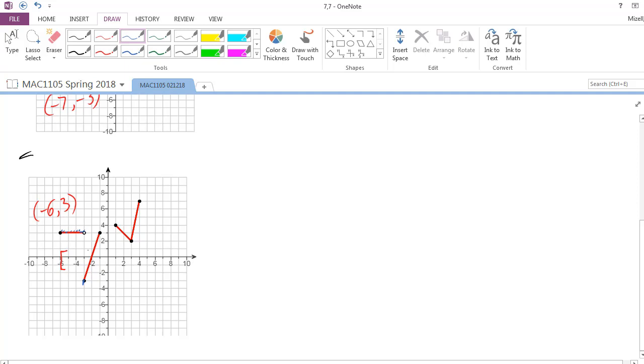But I don't think there are any x-coordinates that get left out, because we're going along. It's everything between -6 and -3. Now we've got an open circle here, which means if that's all we had, -3 would not be in the domain. So we don't get -3 in the domain from that portion of the graph.